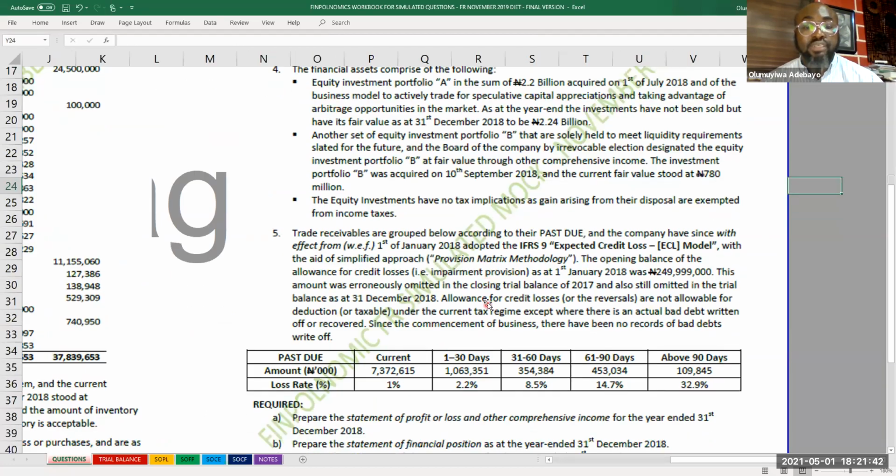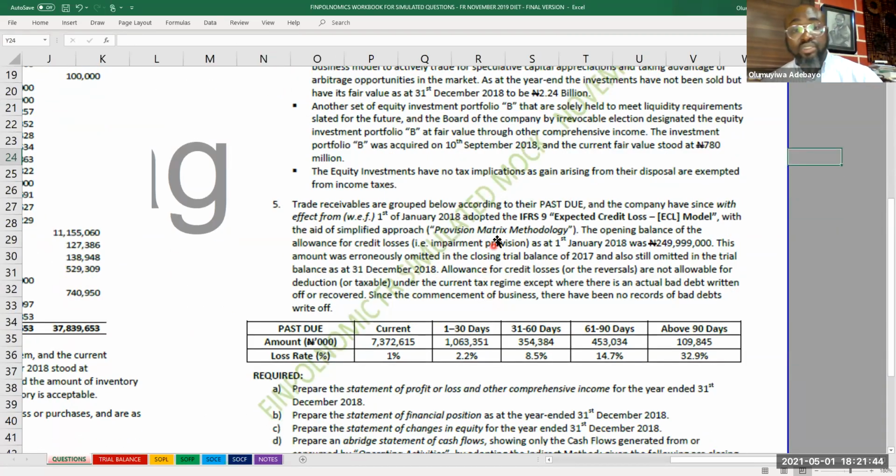Now, the final session, trade receivables. Somebody that has a good understanding of impairment of financial assets, especially the one that borders on trade receivable based on simplified approach as required where there's practical expedient to do so. Who will read note 5 and provide clarification to that?